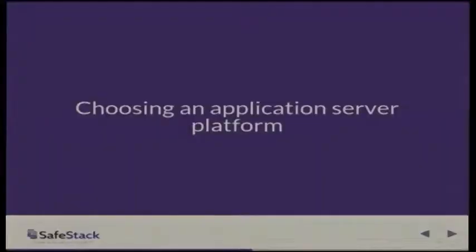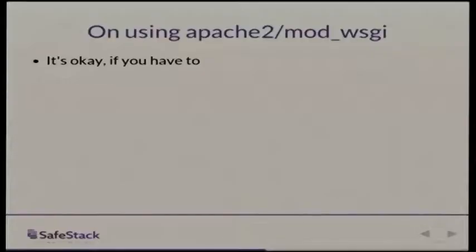So what about the application server platform that you're going to go with? This is a decision between using Apache with mod_wsgi or using a web server like Apache or Nginx, reverse proxying requests to a dedicated WSGI application server, such as Green Unicorn or uWSGI. I'm getting better at pronouncing it. So on using Apache 2 with mod_wsgi, if you're using Apache anyway, because it's your platform of choice, then there's really no reason not to use mod_wsgi. It's pretty reasonable. It's fine enough. It's certainly stable.